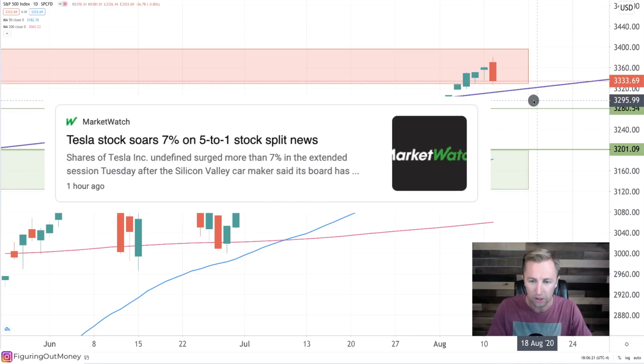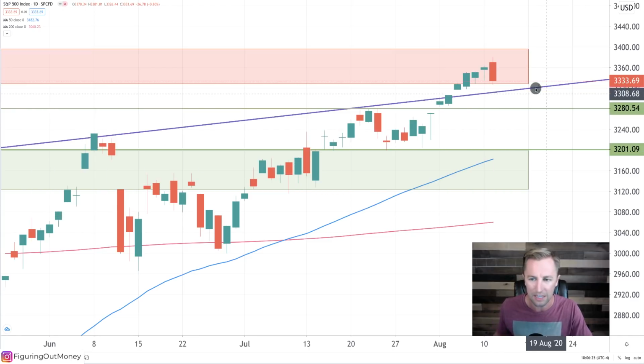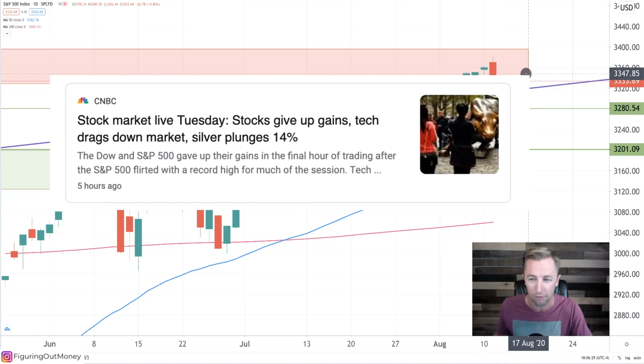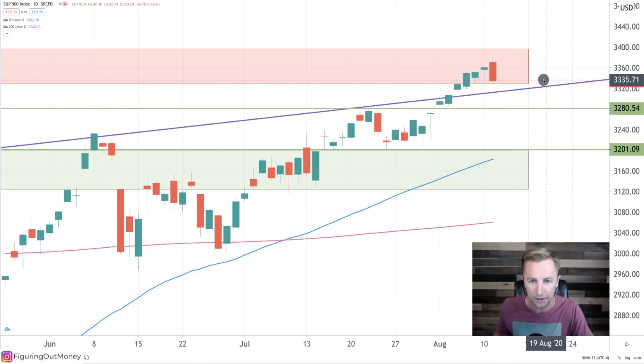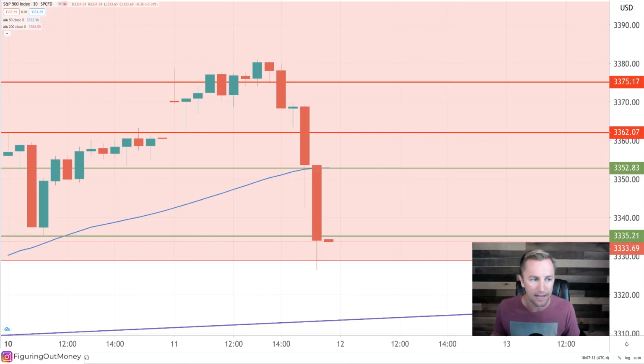Tesla announced that it's going to be doing a 5-for-1 split, and then also what people have been saying is that this last pull down right here throughout the last hour of the day, which we'll get into on the 30-minute time frame, had to do with the tech sector really taking a hit towards the end of the day. All right, let's hop into the 30-minute time frame to get a good sense of direction where this market is heading.